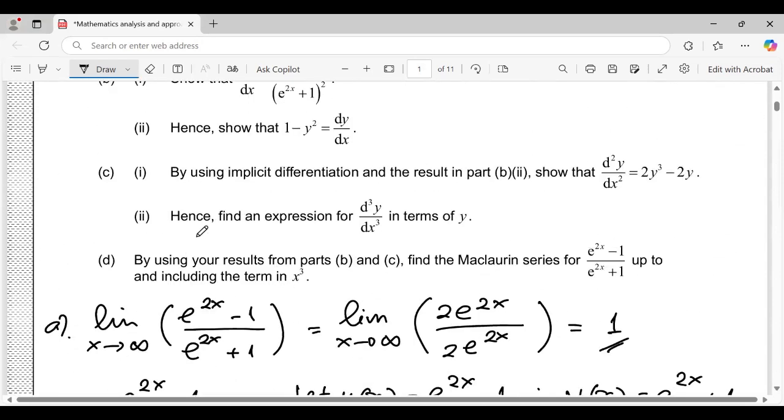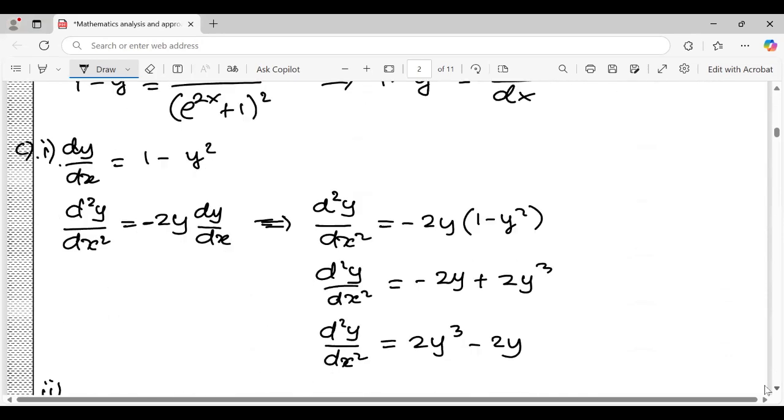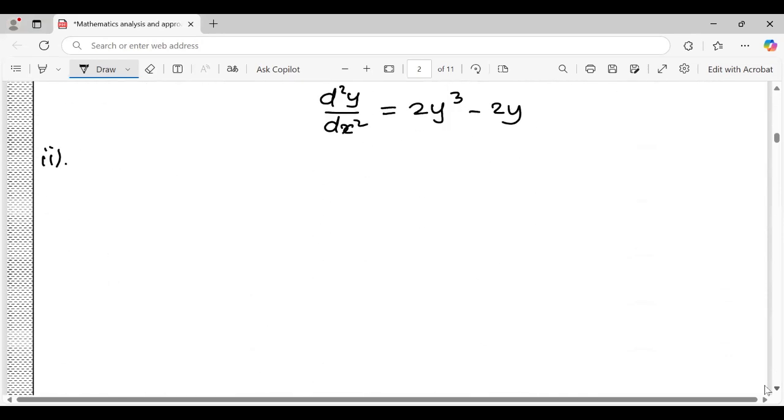The question is, hence find an expression for the third derivative in terms of y. The third derivative. This is the second derivative: 2y cubed minus 2y. So it means the third derivative.